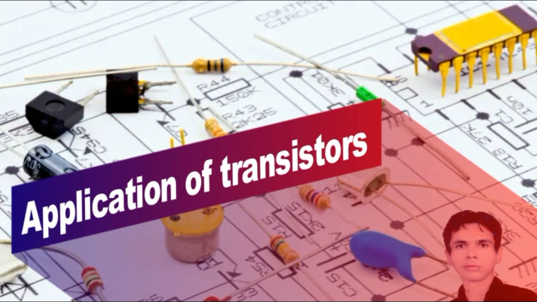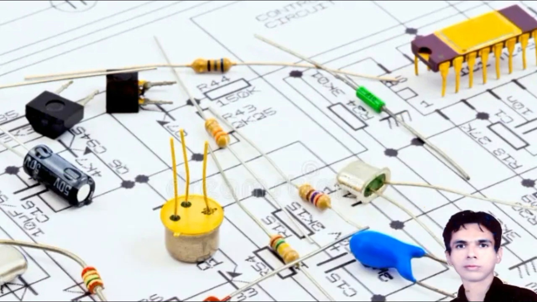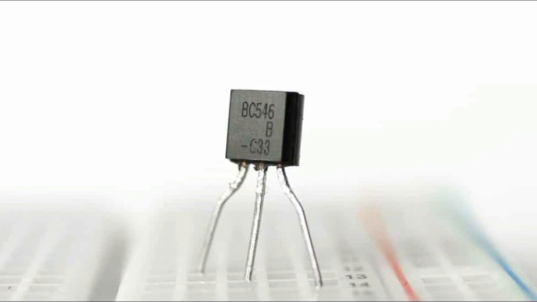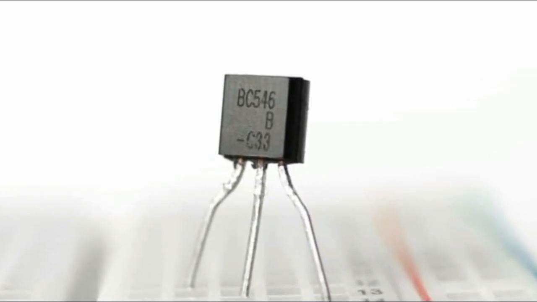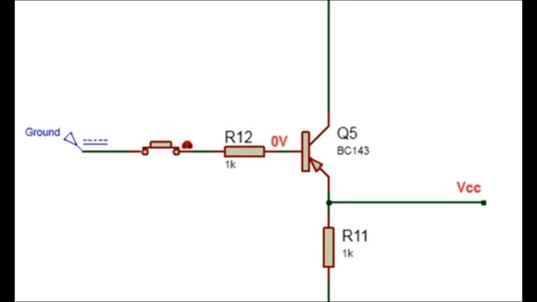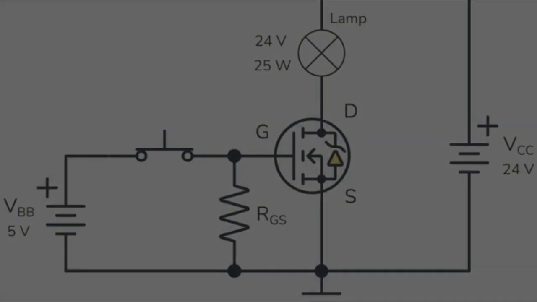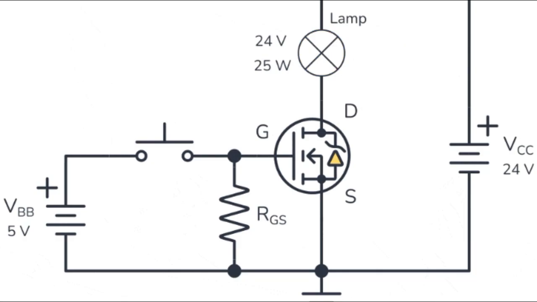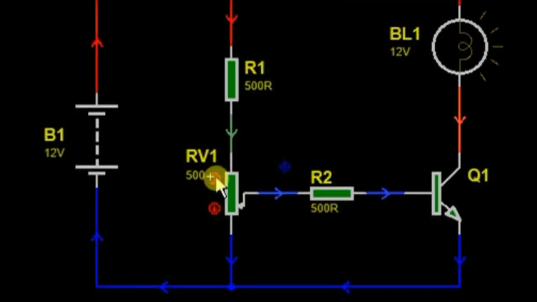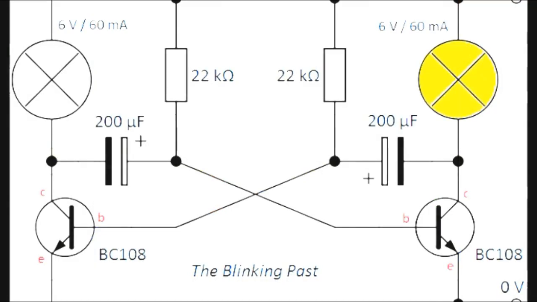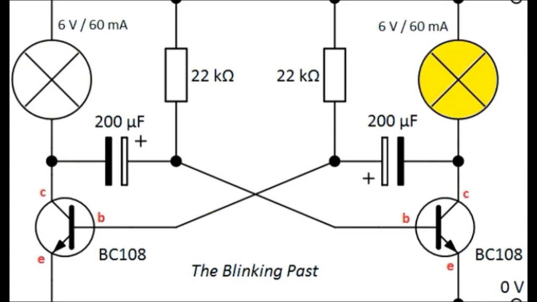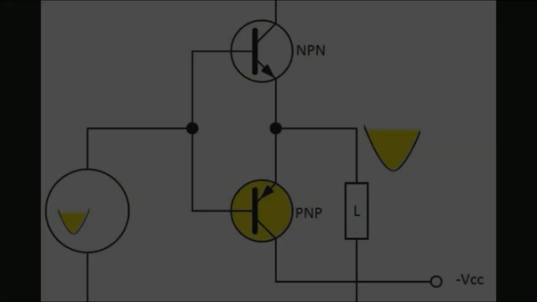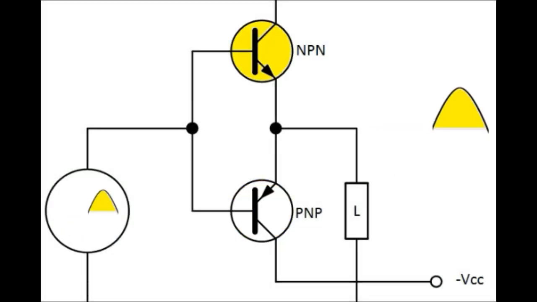Application of transistors. Due to their different characteristics, transistors have found many and varied applications in components and circuits. Transistors are used as switches, power supplies, voltage regulators, amplifiers, oscillators, and ICs. These parts are used in analog and digital electronic circuits.